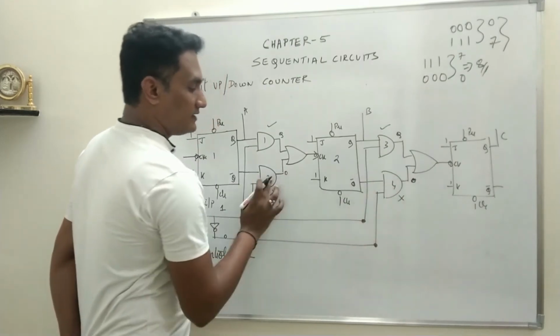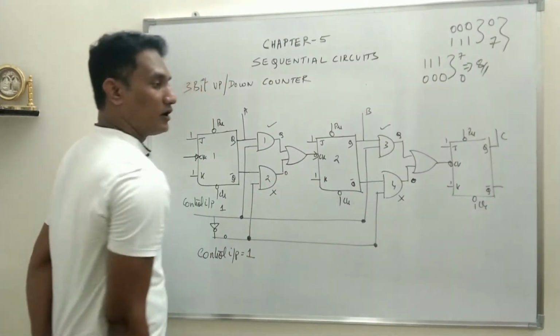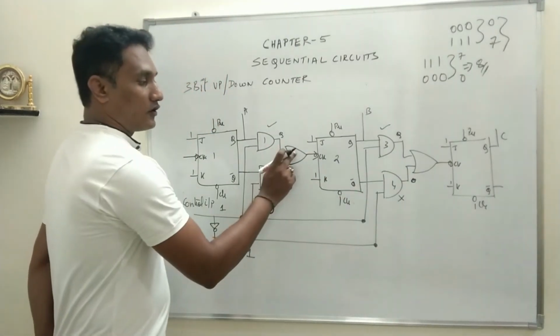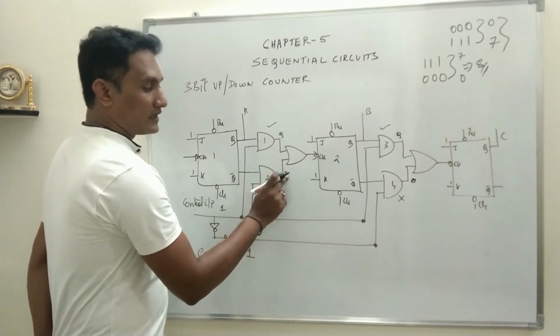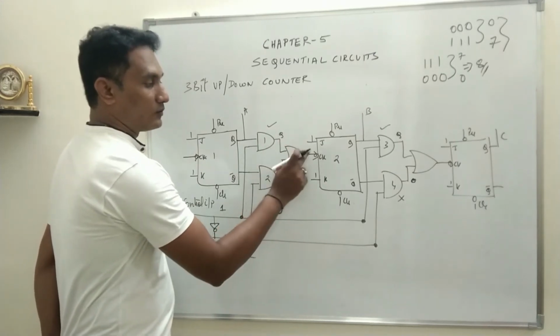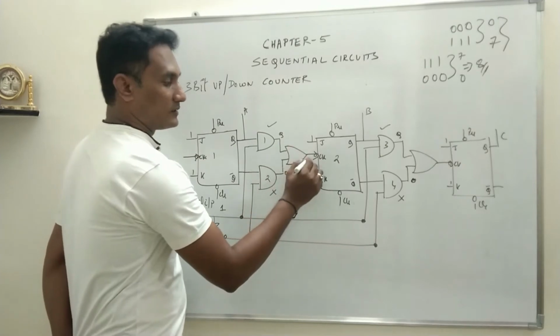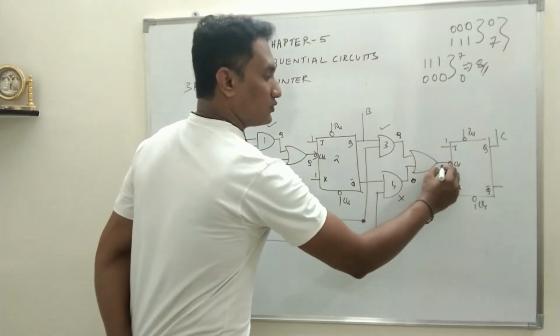Because these AND gates are disabled, the output of 2 and 4 will always be 0. So for the OR gate, there is one input as Q and the other input as 0. If Q is 1, the output is 1. If Q is 0, the output is 0. That means Q will be transferred to the output.